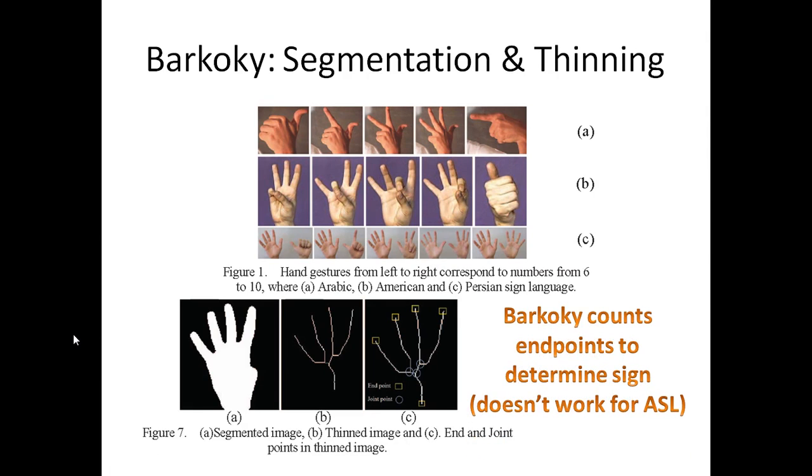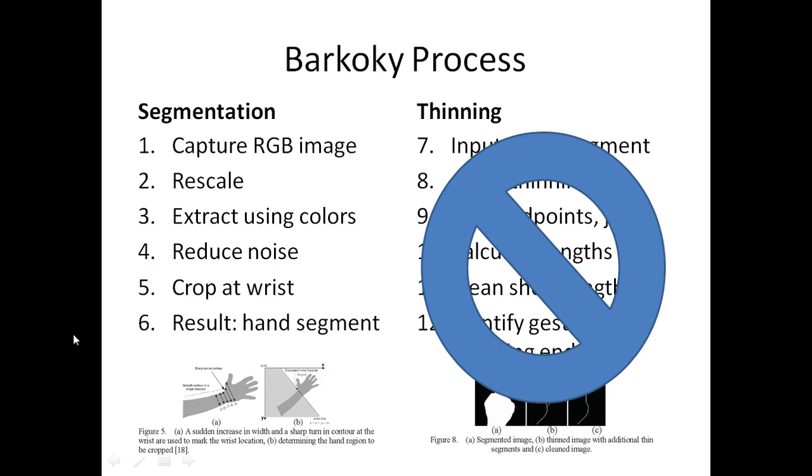Unfortunately, it does not work for American sign language because, as you can see in line B, the purple line there in the middle of the screen, those don't have a consistent number. You can see that all of them, except for the one on the right, have 3 extensions, so the system won't work basically. But we can still use the segmentation part of the Barkoky process.